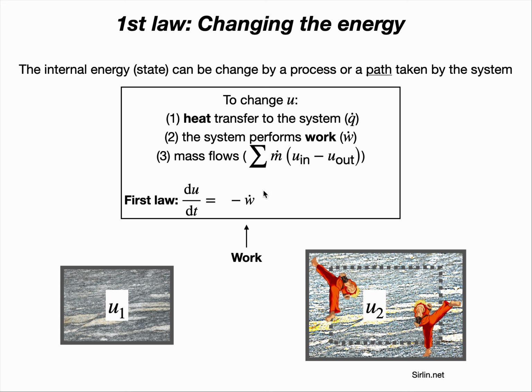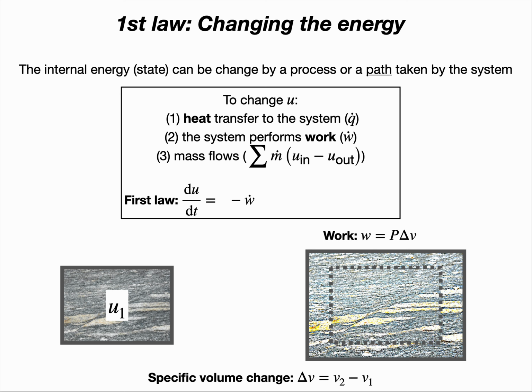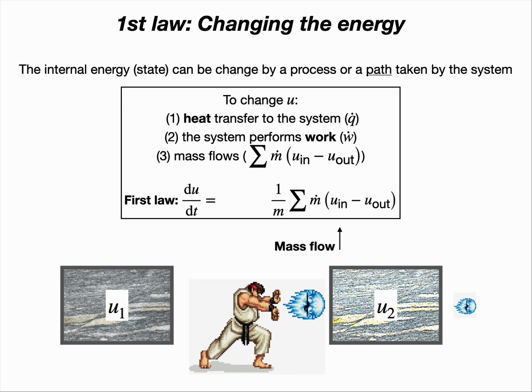The second will be the work. So the system can do some work. For example, you change the density and you adapt the volume of the system. So this is work which is done by the system to change its volume. This will be the PDV term. And the third contribution, the mass flow, will be if you have, for example, more mass inflowing into the system than mass outflowing from the system. So that would be the third contribution from inflow.